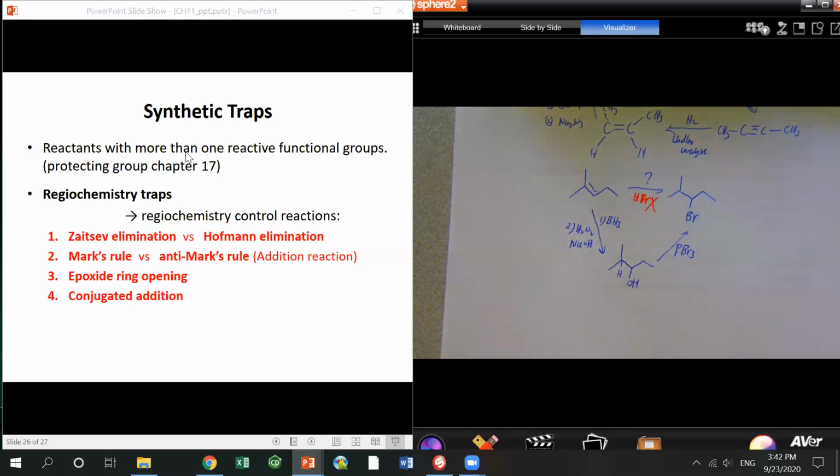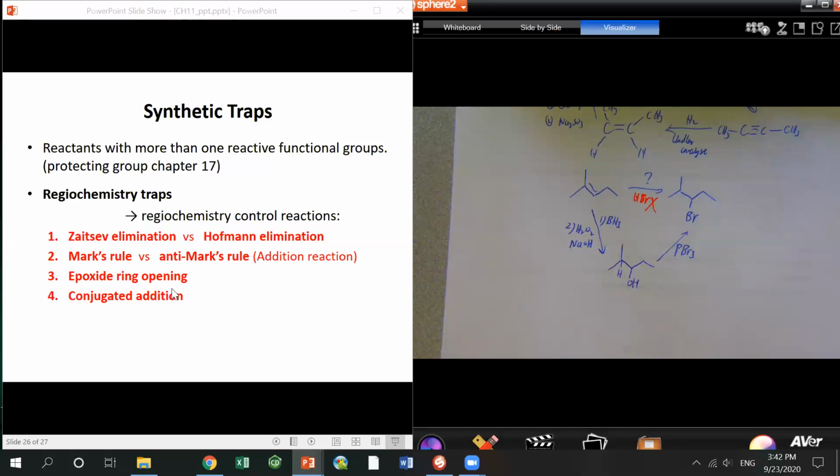Here I summarize all the regioselective chemistry we have learned so far. Zaitsev elimination compared with Hofmann elimination: with Zaitsev you get the more substituted alkene, with Hofmann you get the less substituted alkene. Markovnikov and also the anti-Markovnikov rule, which we just talked about. Also epoxidation and epoxide ring opening: depending on acidic or basic conditions, the nucleophile attacks the less substituted or more substituted carbon. And conjugated addition, which we just learned: 1,2-addition or 1,4-addition depends on your temperature, so that you can control it. Those you need to keep in mind.